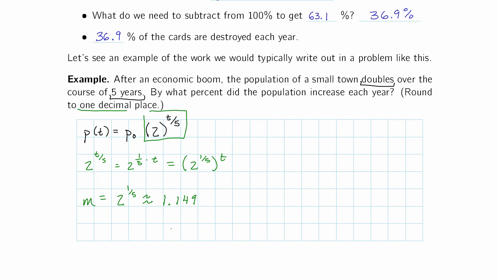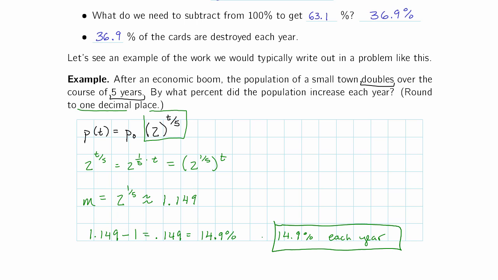We want to know, what do we have to add to 1 to get that number? We're going to just subtract 1. 1.149 minus 1 is 0.149, which is 14.9%. The population increases by 14.9% each year. And that's all there is to it. We're just manipulating the exponential part to rewrite it so that the exponent ends up being 1. And then we're figuring out what percent change that's related to.